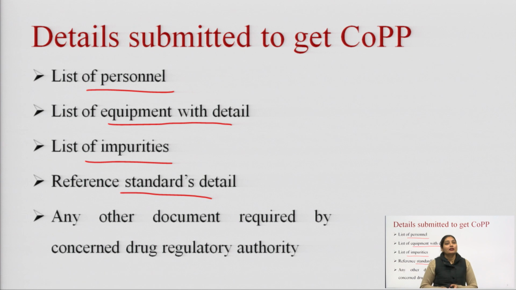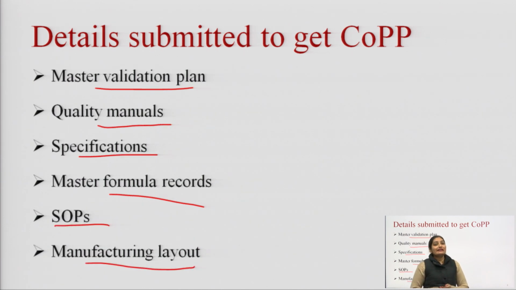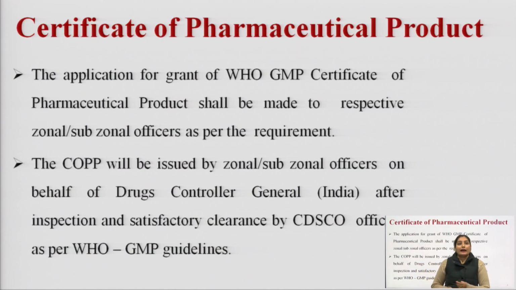So, the process of getting COPP includes the application for the grant of WHO GMP certificate. Why are we calling it WHO GMP certificate? Because this certificate is issued in the format that is prescribed by the WHO. That is why it is called WHO GMP certificate. The application for grant of this WHO GMP COPP shall be made to the respective zonal or sub-zonal offices as per the requirements.